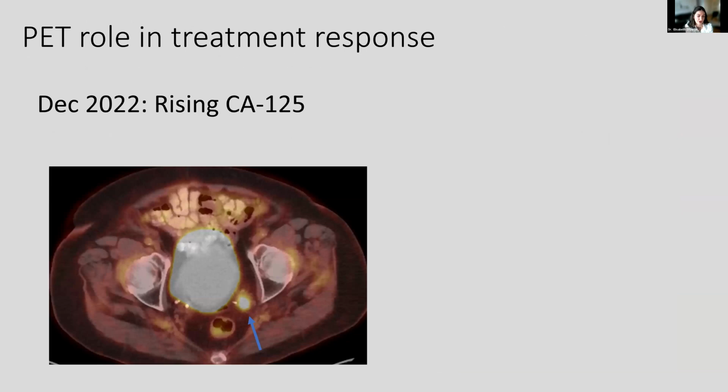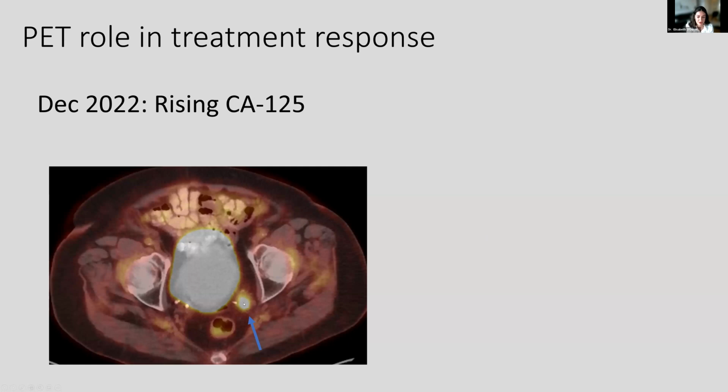So this is just another example. This is a patient with a rising CA125. They had a recurrence at their vaginal cuff, so in the left adnexa region, where their ovary used to be, and their CA125 was rising. It was avid, suggesting there are cancer cells here.